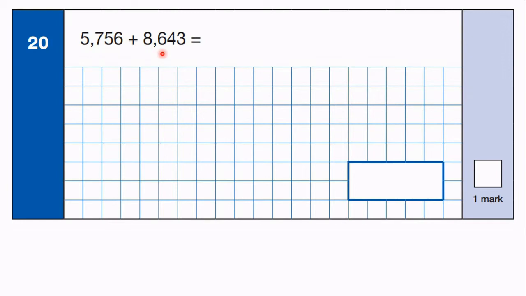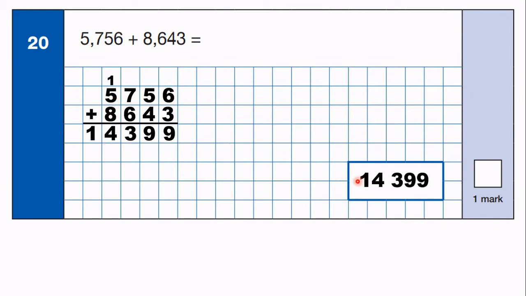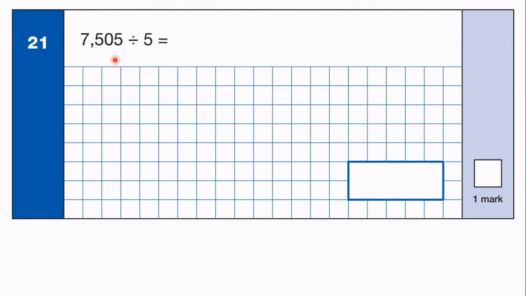5,756 plus 8,643. So we need to set this out as a column addition. 6 plus 3 is 9, 5 plus 4 is 9, 7 plus 6 is 13, so 1, 3, and 1 plus 5 plus 8 is 14. So our answer is 14,399.